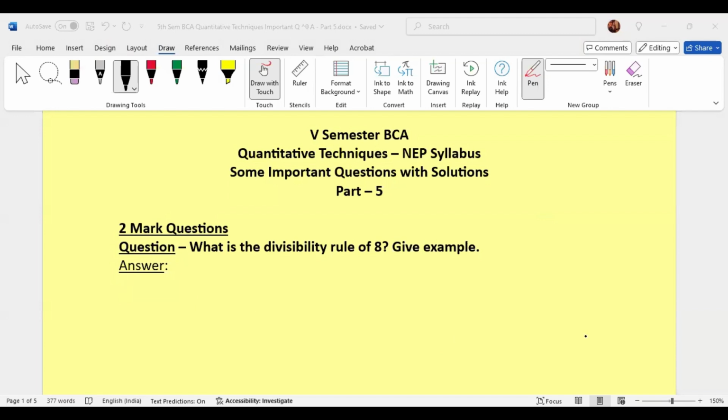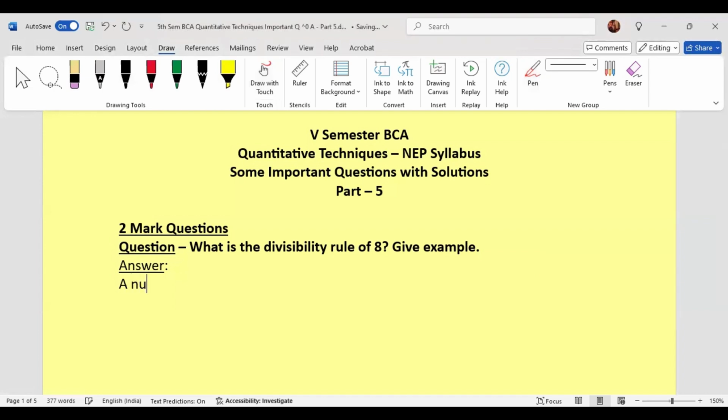First one, what is the divisibility rule of 8? Give example. So we can say a number is divisible by 8 if the number formed by the last 3 digits is divisible by 8.